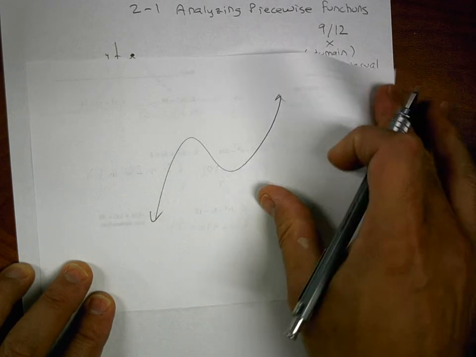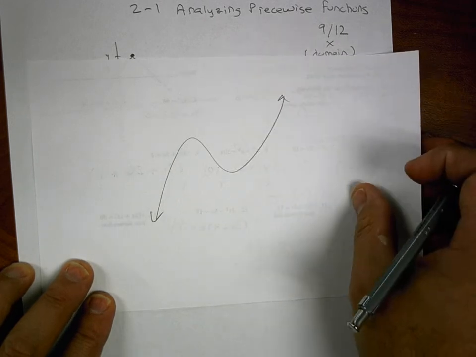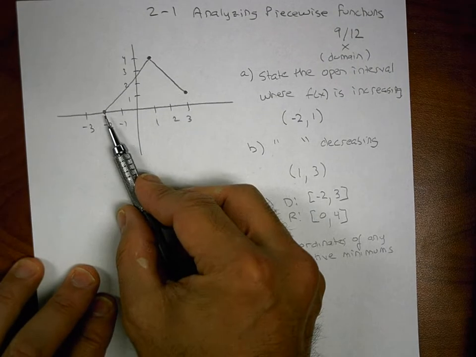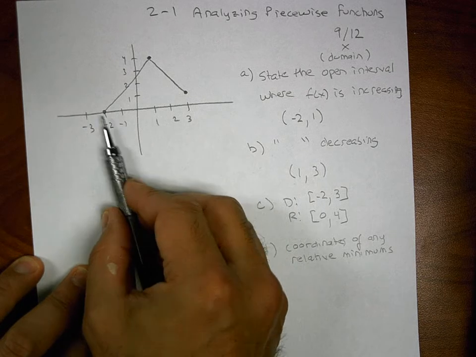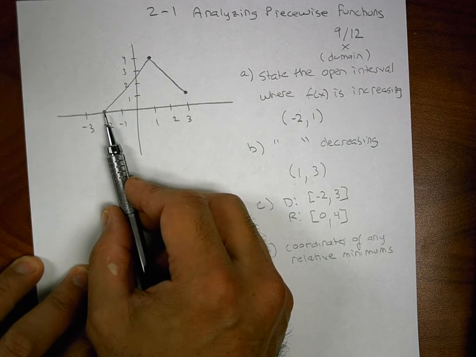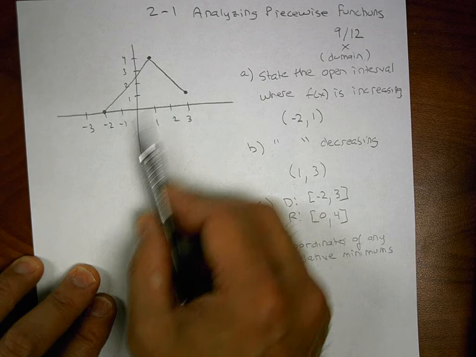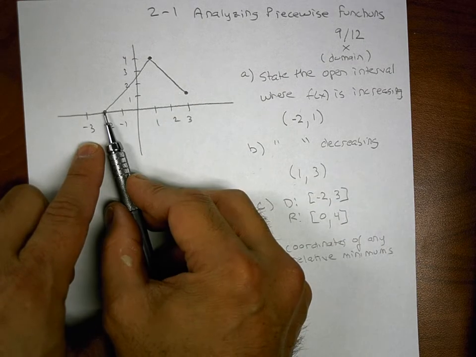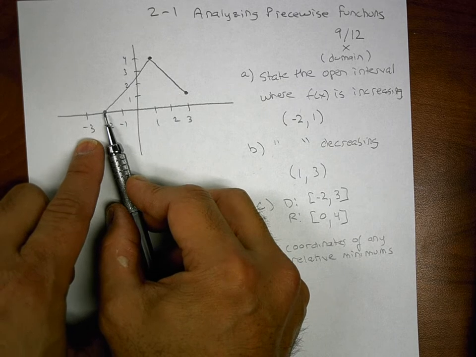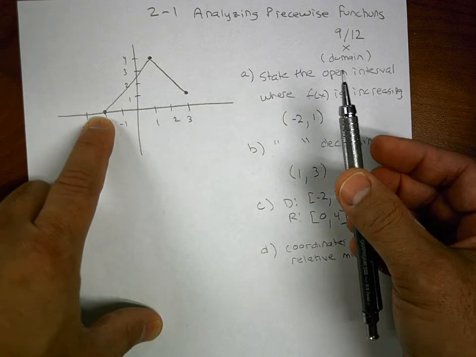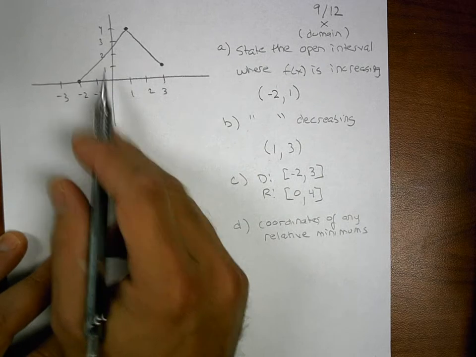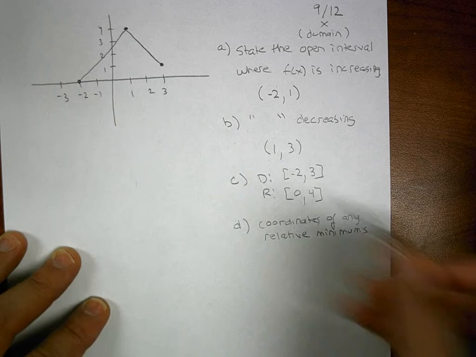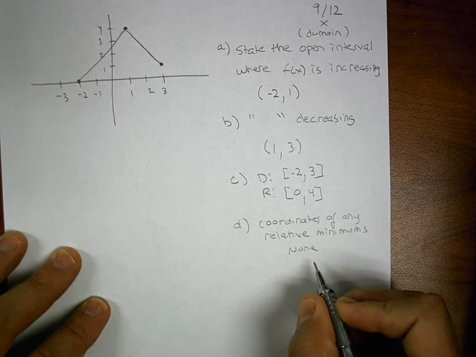Also, relative mins and relative maxes do not occur at endpoints. So this would not be considered a relative minimum. If we had to talk about the absolute lowest on this graph and it ends right there, I'd say that's an absolute minimum. But we're just doing relative. So are there any relative minimums on this graph? I would say no, not there, not there. Those are endpoints. So we'll put none.